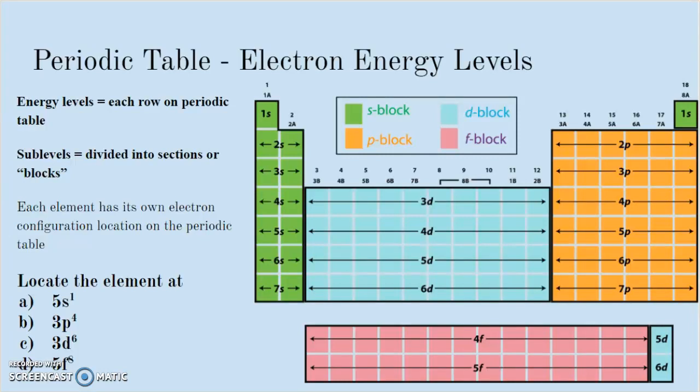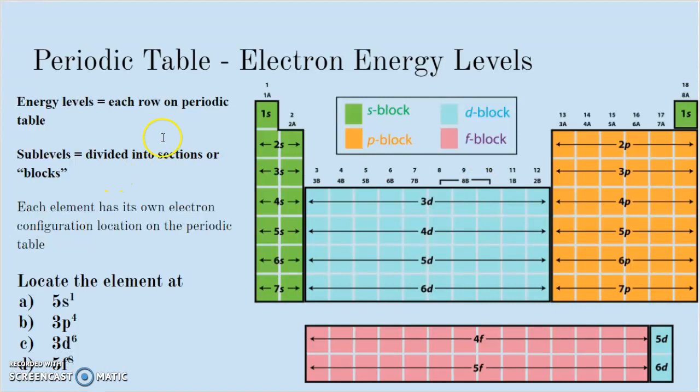Continuing where we left off, we are looking at electron configurations and how to now use the periodic table to actually determine that code of the location of all of your electrons for your element. So the periodic table is really useful because it's broken down into energy levels. Each row on the periodic table represents an energy level.